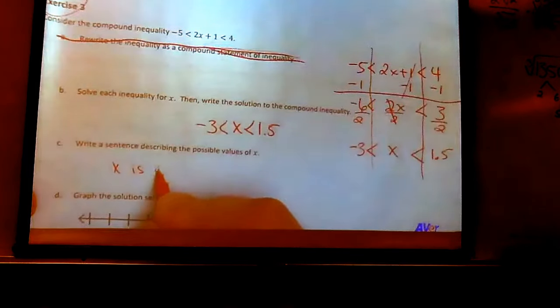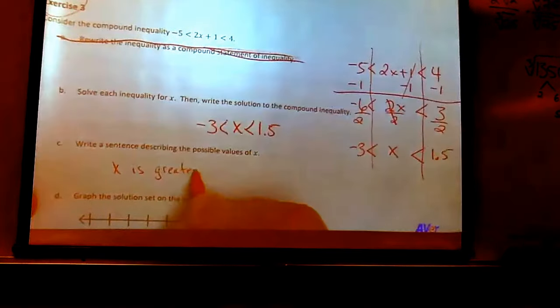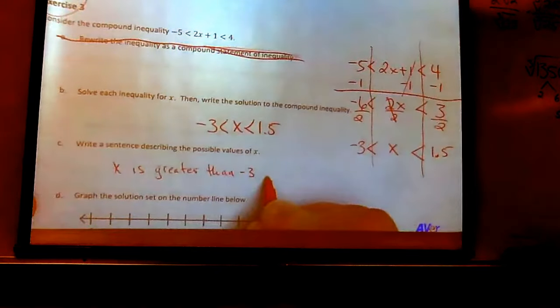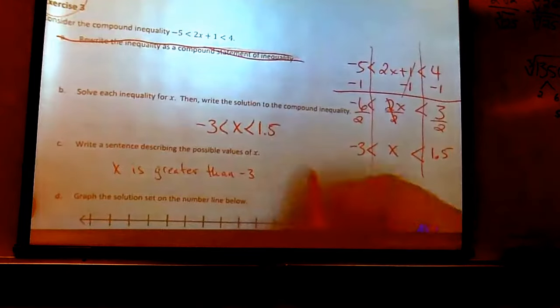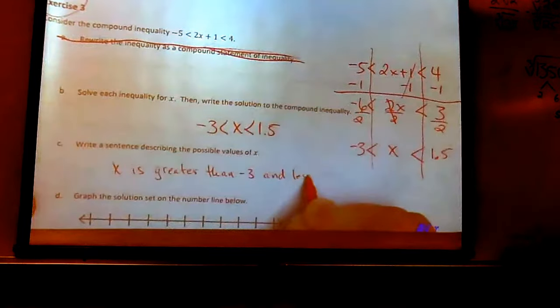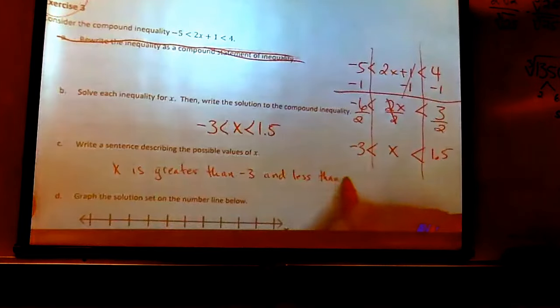Greater than negative 3? True, it's greater than negative 3. What else though? Less than positive 1.5. And less than 1.5. Good.